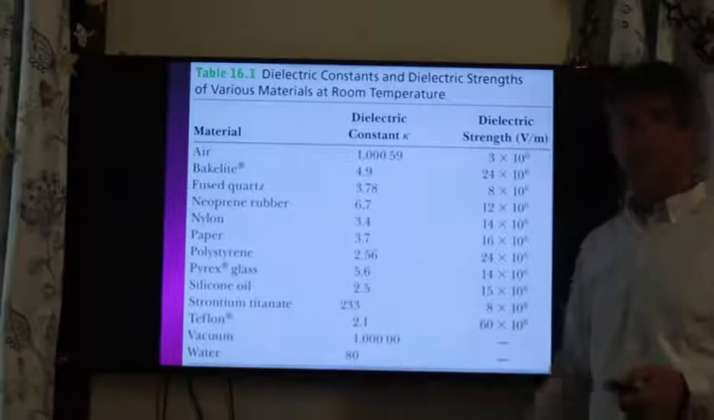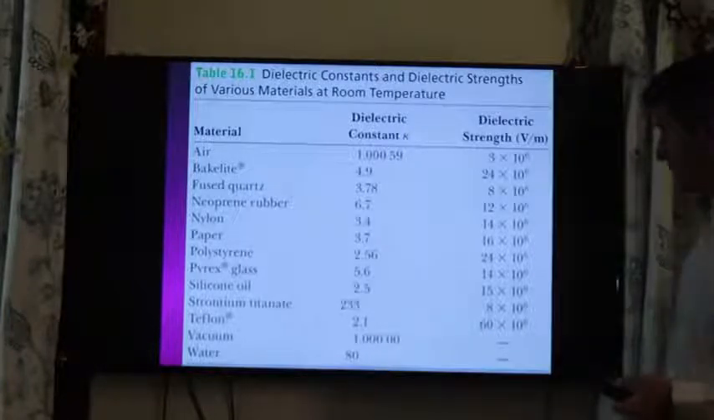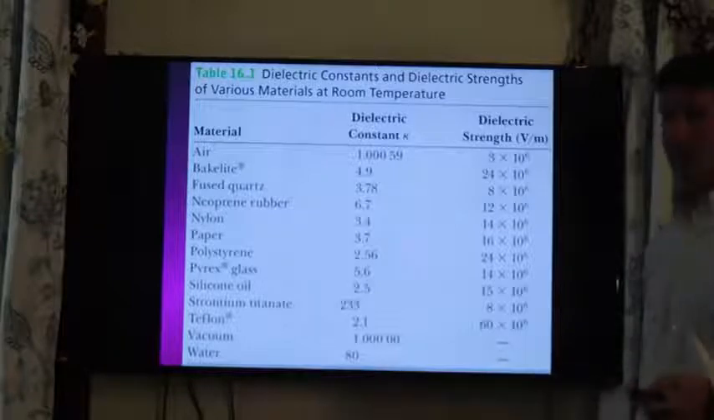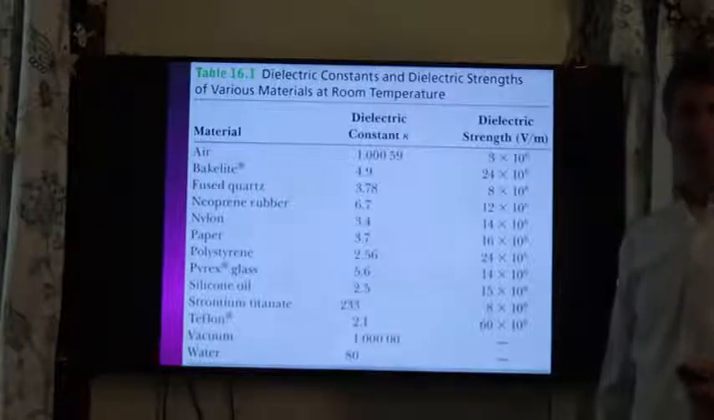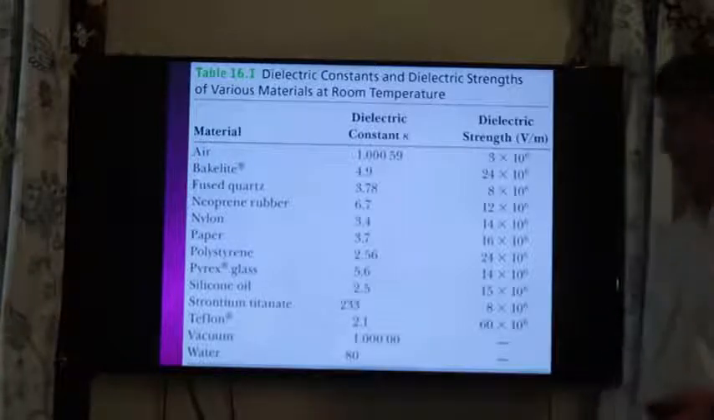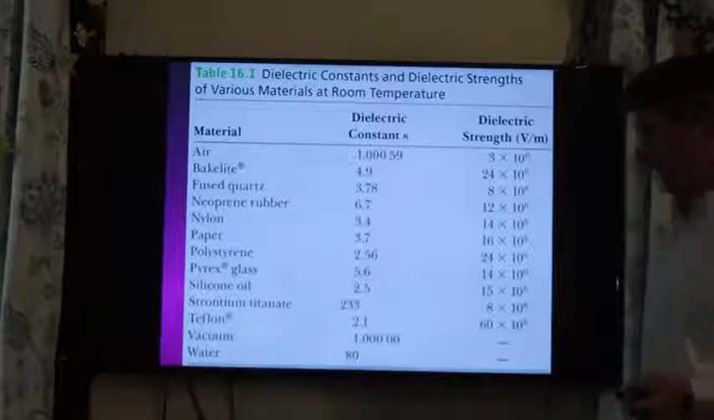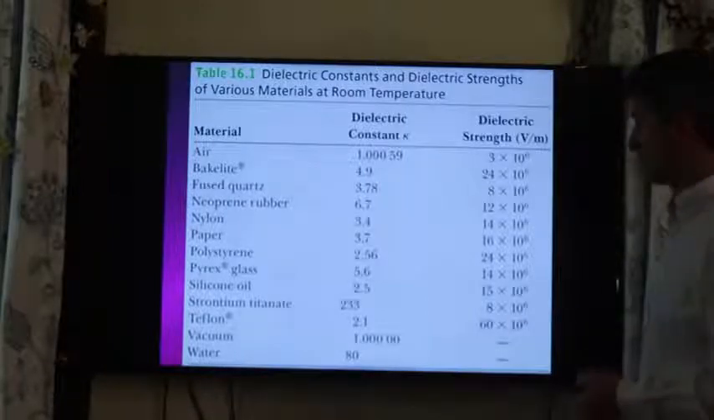Actually, water has a very high dielectric constant, as you might imagine, but not really used for capacitors because it's very difficult to keep the water pure. Any small amount of electrolyte in there is going to make it conductive and basically short out your capacitor.